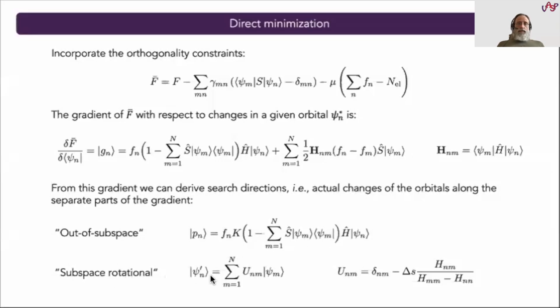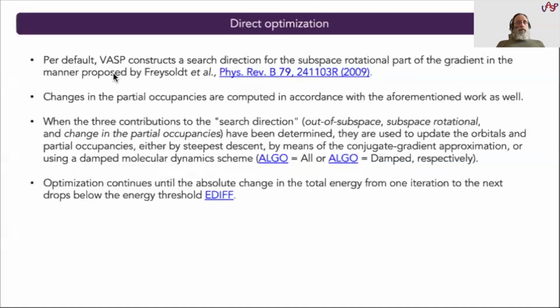The subspace rotational part is a unitary transformation of the orbitals that span the current subspace, and a small step along that gradient can be derived from Loewdin perturbation theory and is shown here. It depends, as you see, on the off-diagonal elements of the Hamiltonian expressed in the current subspace. Those are perfectly valid search directions, but we use a slightly more sophisticated method in VASP. It's based on the work of Freysoldt. I will not go into the details of that. If you're interested, there's a paper on it that one can study.